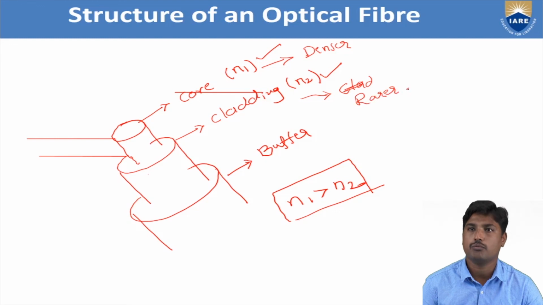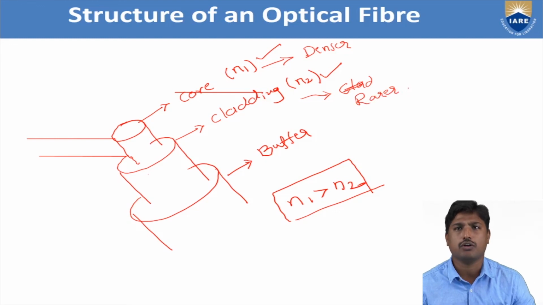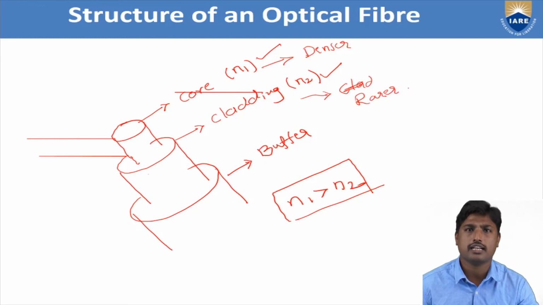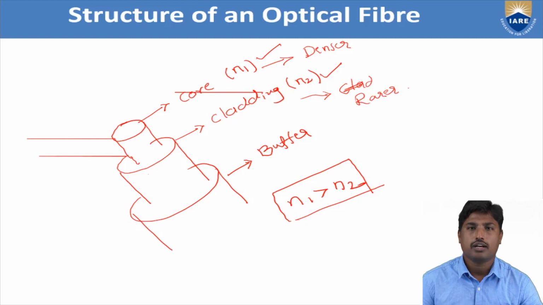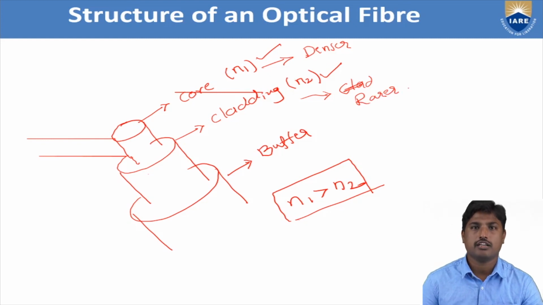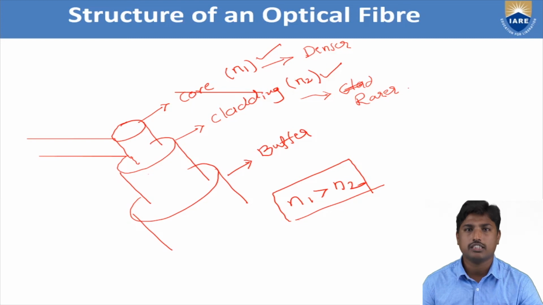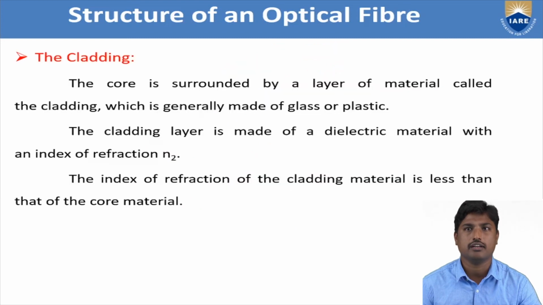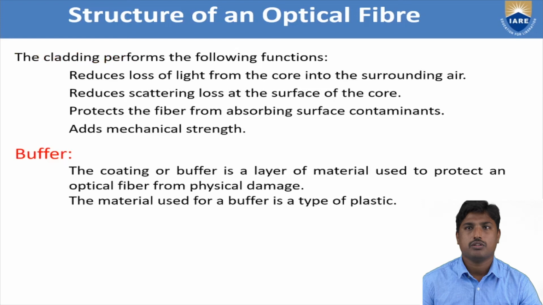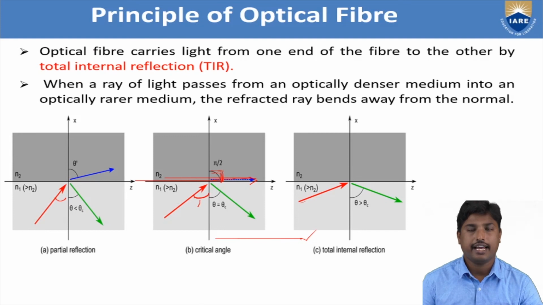Both materials are made of glass or plastic, but the refractive index differs slightly between core and cladding. Always n1 is greater than n2. Why? Because to satisfy the condition of total internal reflection. This is about the structure. Coming to the buffer, it is used to protect from physical damage.